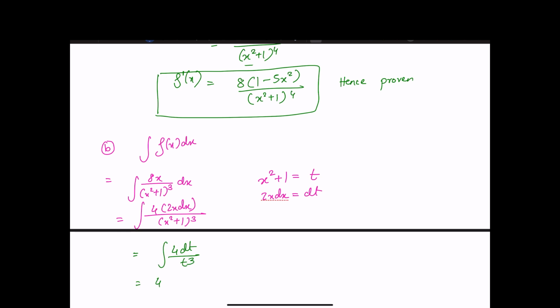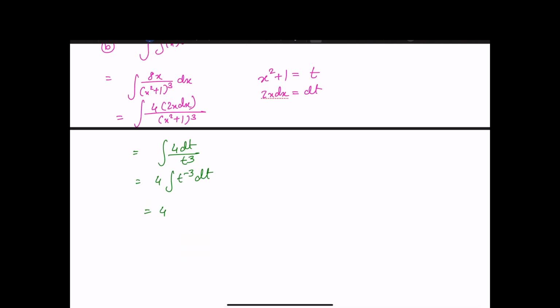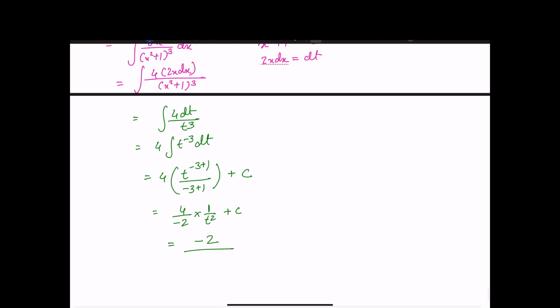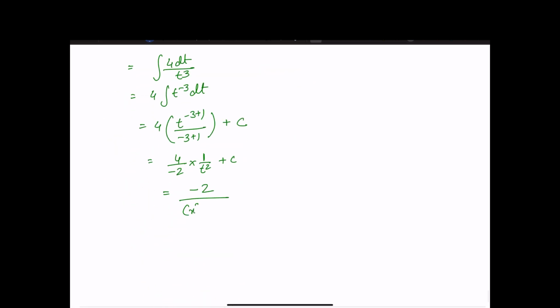Now I can take out the 4 outside. It will be t to the power minus 3 dt. The normal rule of integration: t to the power minus 3 plus 1 divided by minus 3 plus 1, plus a constant c. So 4 divided by minus 2 times 1 by t square, plus c. So minus 2, now I can substitute back t, which is x square plus 1, plus c. So this would be the value of the integral of fx dx. And this is the answer to your part B.